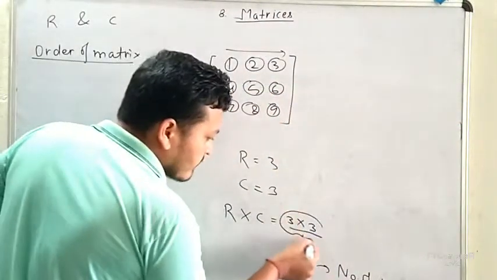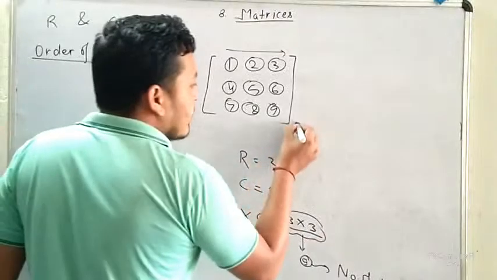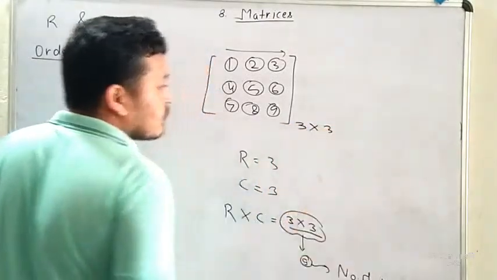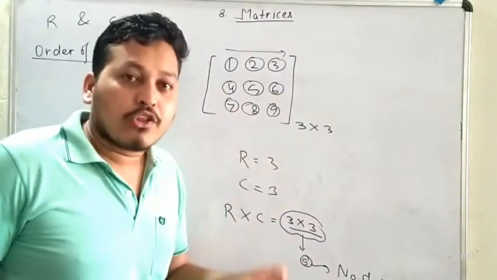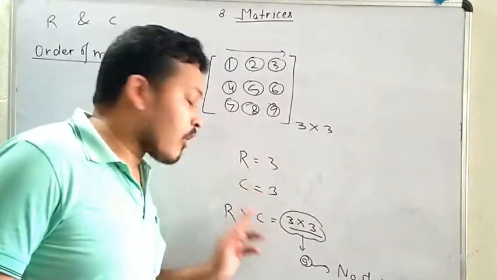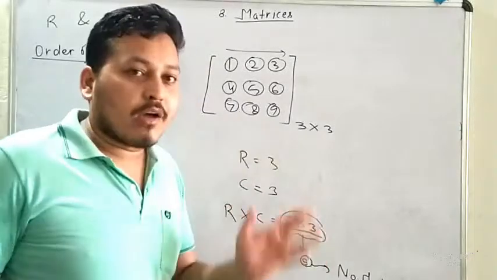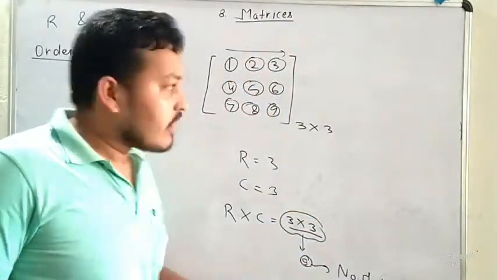And this product, this cross R into C, is represented here by 3 into 3. So 3 into 3 denotes the order of the matrix. The order of the matrix is the cross of the row and column of the given matrix. Okay.